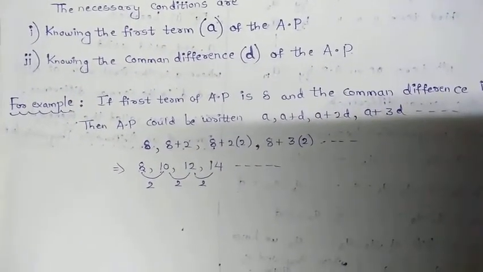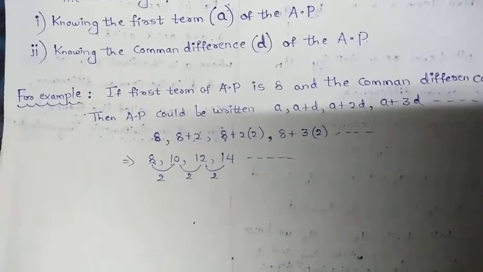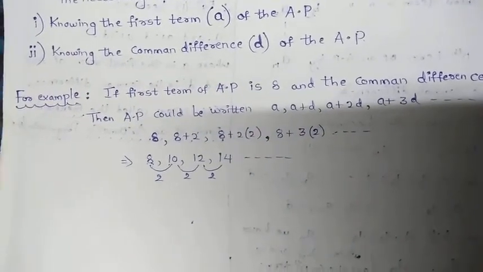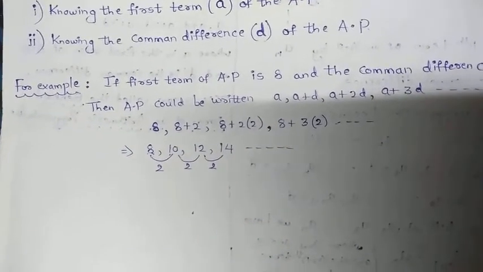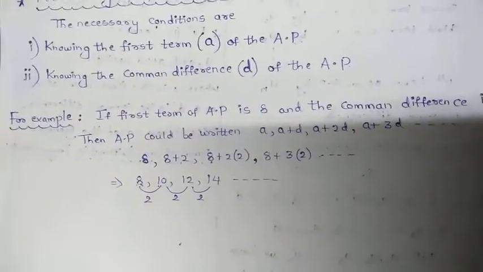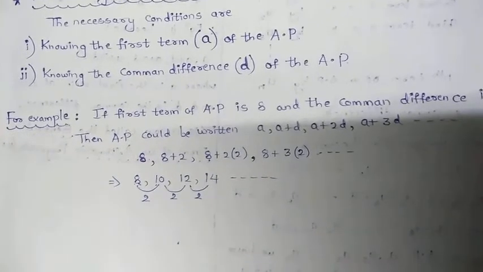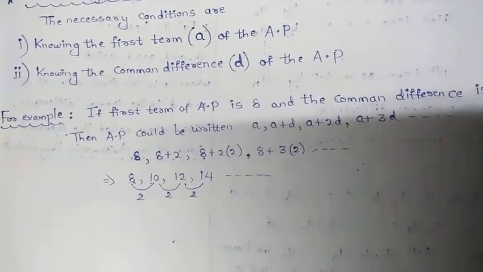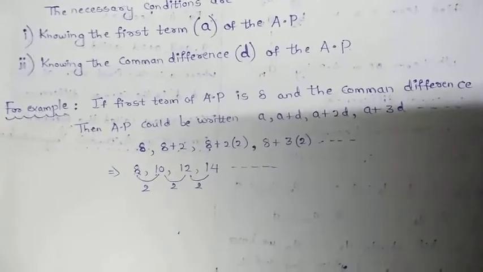So only knowing the first term won't help you to identify the arithmetic progression. You also need to know the common difference. Hence, the two conditions to identify the arithmetic progression are, first, knowing the first term of an arithmetic progression, and the second one is knowing the common difference of that arithmetic progression.